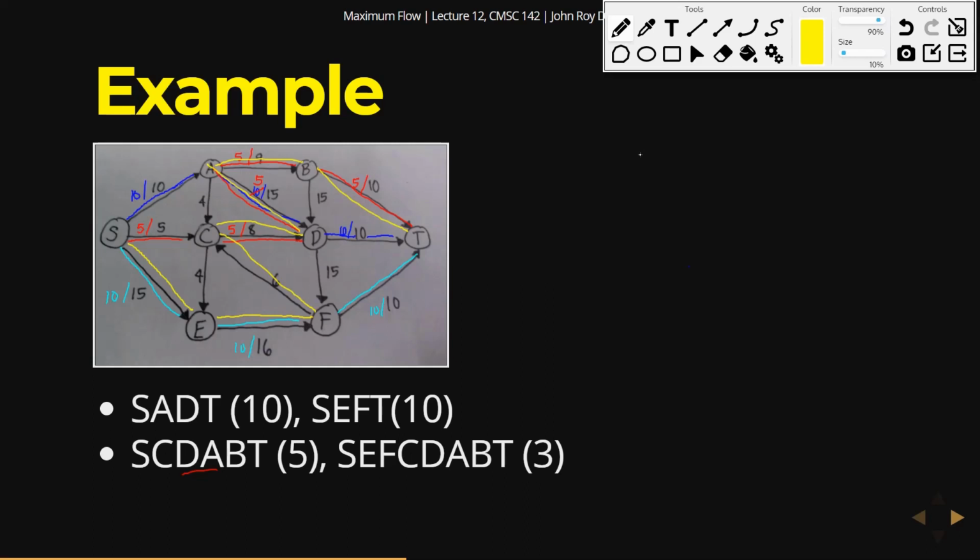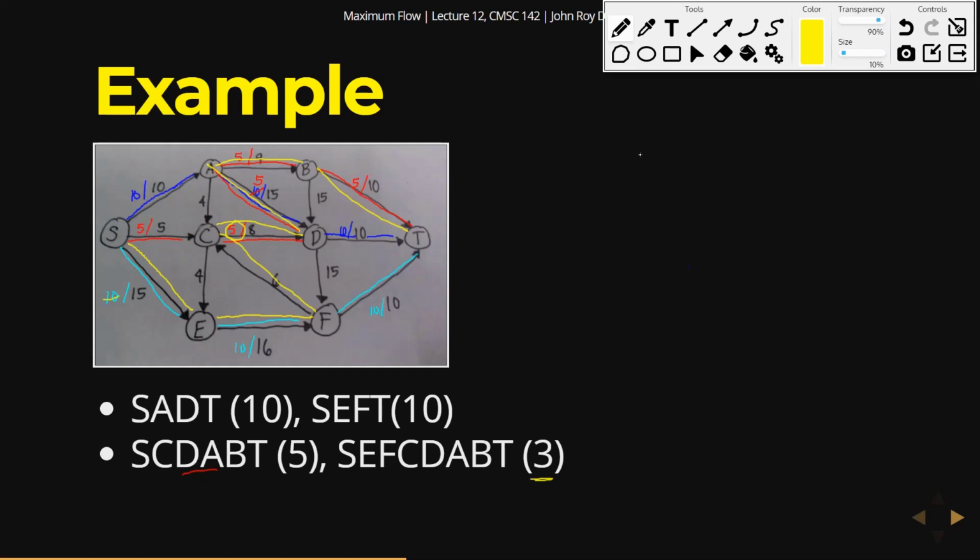So how much can we send along here? So there's only 5 left here. 6, 6, 3, 5, 4, and then 5. So the bottleneck is actually this one with 3 left. So because this is 5 out of 8, so we can only send 3 along this path. So that's why the flow size is 3.